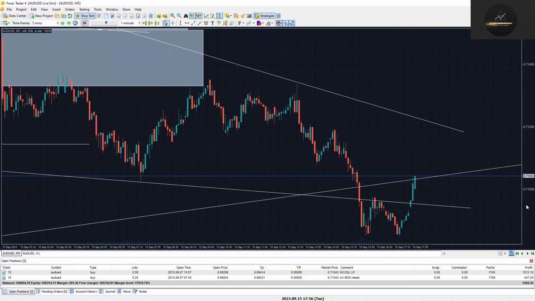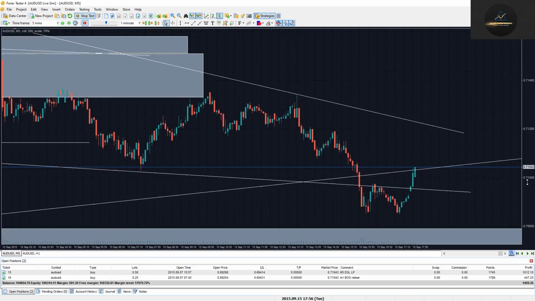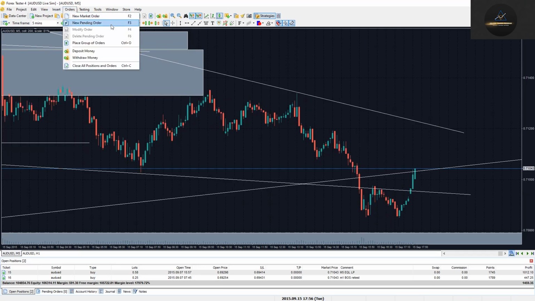Okay, let's do this. The only thing I don't like about this is that we've got equal lows. So I'm going to take half the risk. So let's do Control F5. Nope, is it Alt F5? F5. What's the shortcut for the entry?